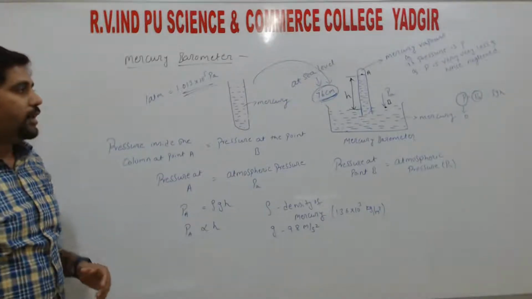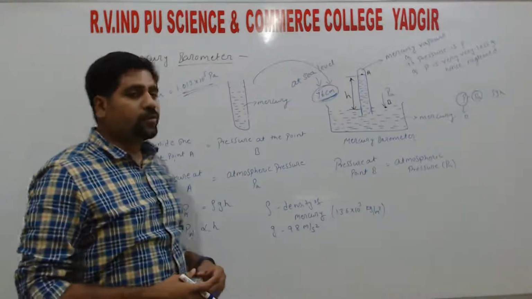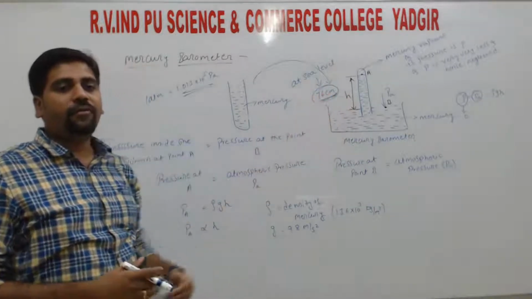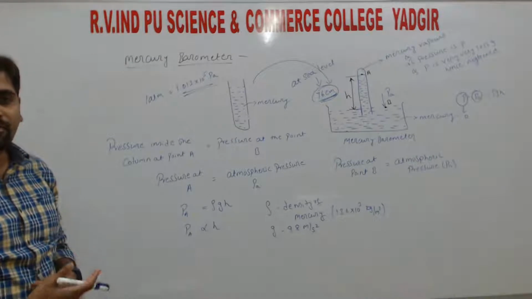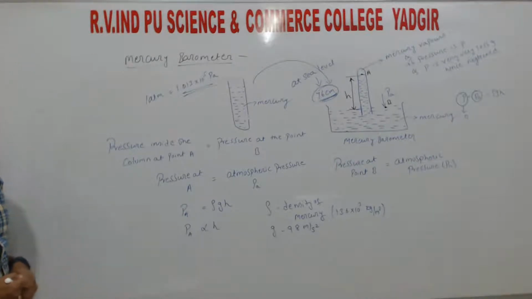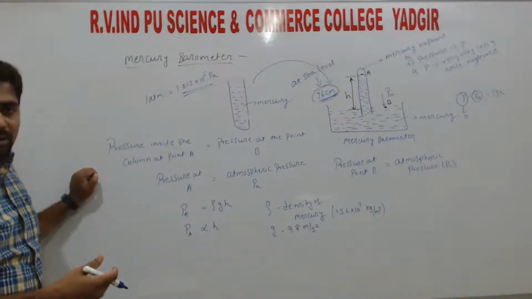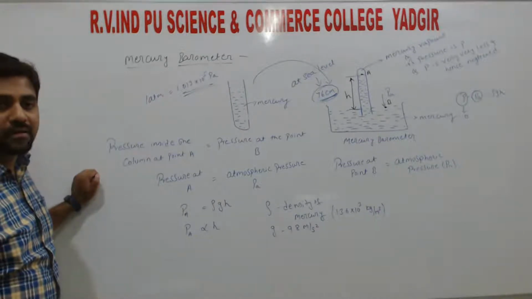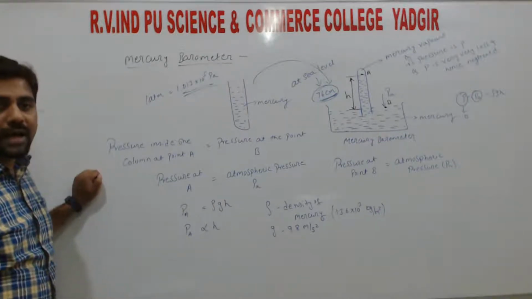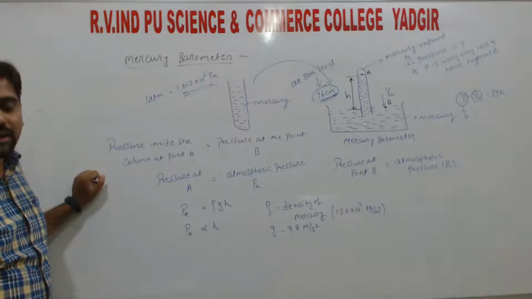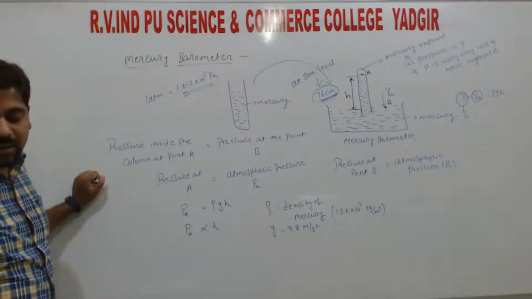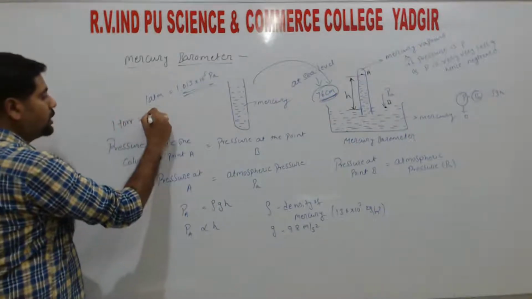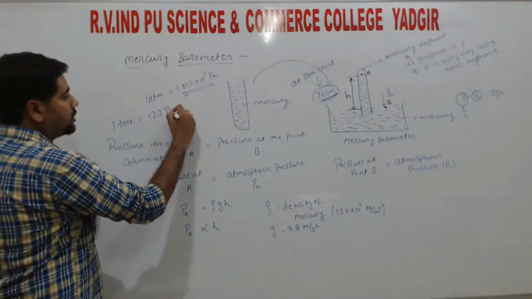So we can also define the atmospheric pressure in terms of millimeter. Here we have it in centimeter, but if we measure in millimeter, so we are measuring the atmospheric pressure in terms of millimeter, then that value we call as torr, right? So 1 torr is equal to 133 Pascal.